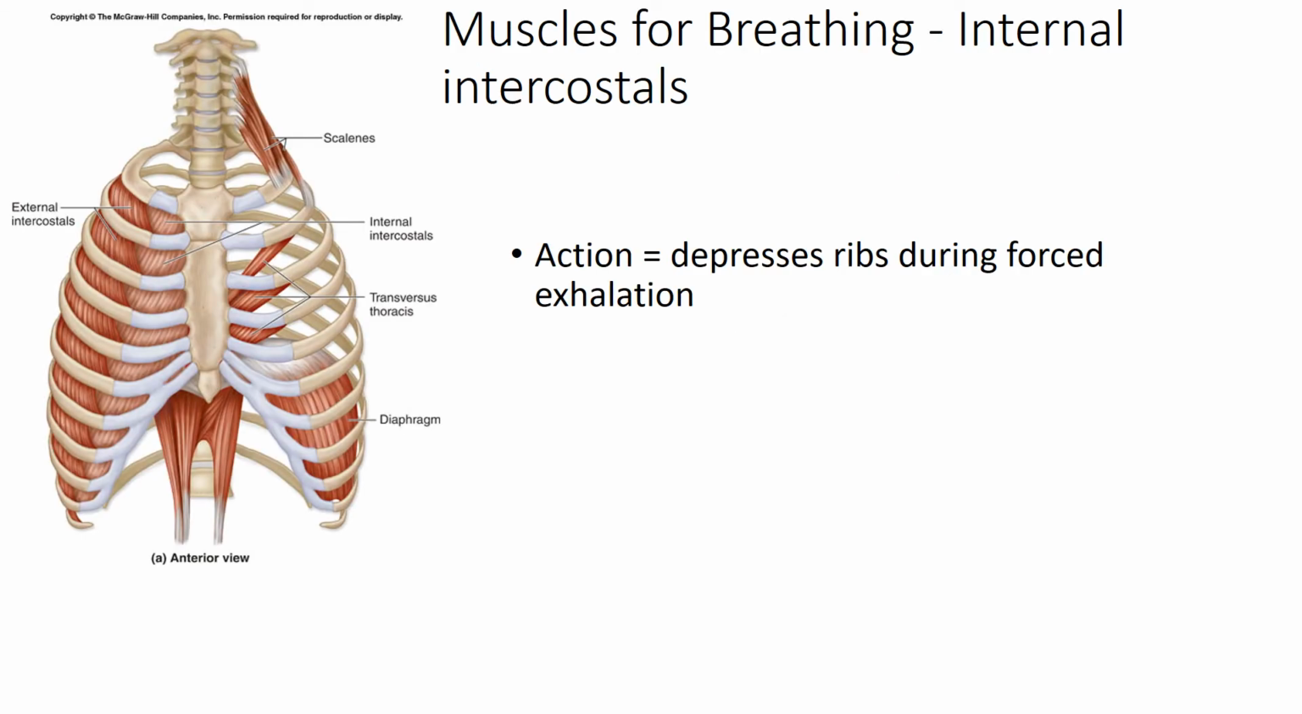The internal intercostals are going to lie deep to the external intercostals, and their muscle fibers will also be at right angles compared to that of the external intercostals. The action of the internal intercostals is to depress the ribs, but only during forced exhalation. Normal exhalation has no active muscle effort by the internal intercostals.